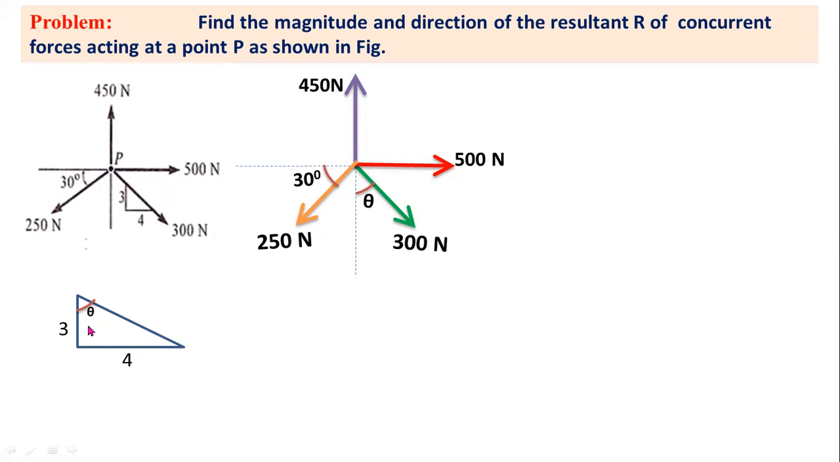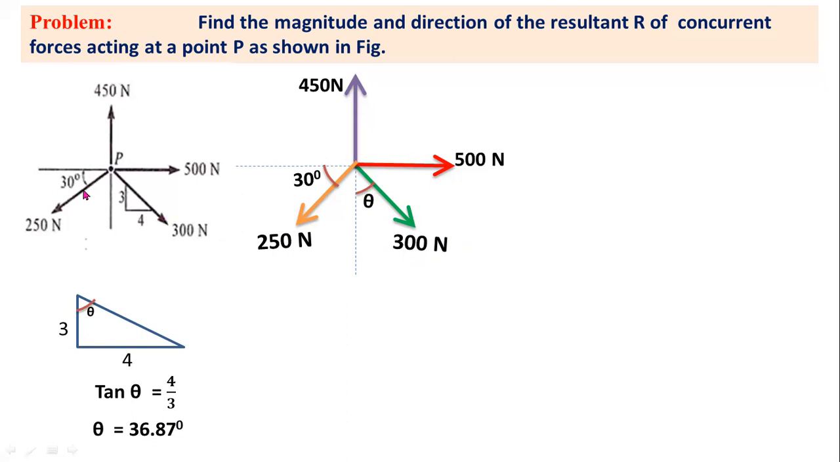Although we know the formula, tan theta equals opposite side by adjacent side. Here the opposite side is 4, adjacent side is 3. So 4 by 3 is tan theta. Now theta equals tan inverse of 4 by 3, that is 36.87 degrees. This is the angle theta. So 300 newtons makes an angle of 36.87 degrees with respect to the y axis.